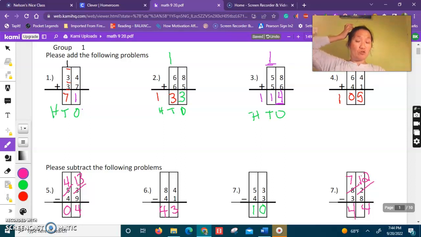Okay? Subtraction is where it gets super duper tricky. Super duper tricky. I think this is where we're going to spend a huge amount of time.